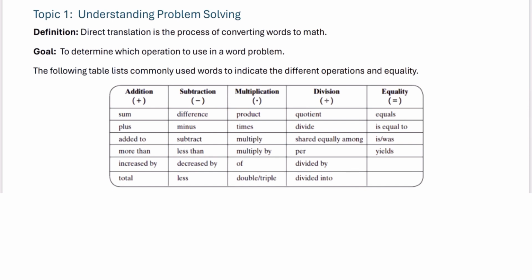For example, if we want to use addition, you'll notice keywords like sum, plus, added to, and so on. For subtraction, you may see the word difference or minus or subtract and so on. For multiplication, we have keywords like product, times, division, quotient or divide. In equality, some keywords are equals or is equal to or yields. There's multiple different words that we could come across. The key is understanding when to use which operation depending on the word that you're given.